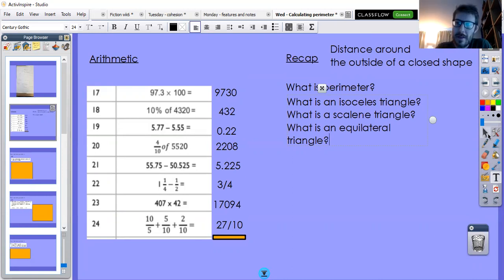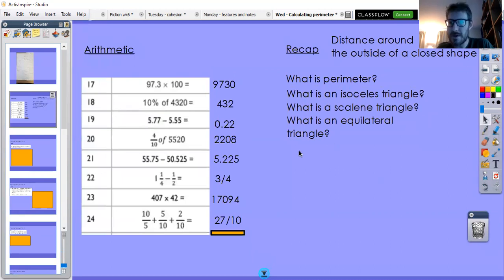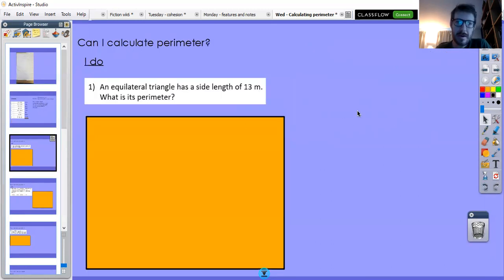Okay, now that's going to be important for today because we're looking at perimeter of different shapes, not just rectangles and rectilinear shapes today. So we think about the perimeter, like I say, of different shapes. So the first one we've got, it's kind of giving us some information to work out the perimeter.